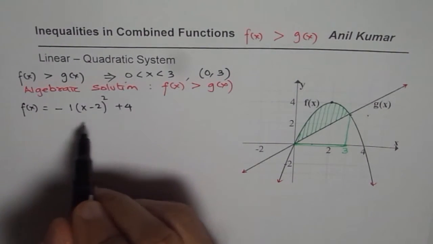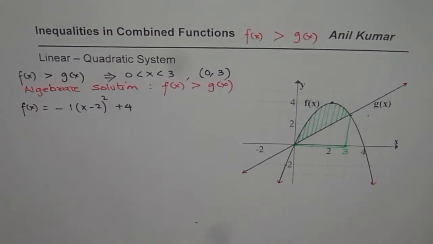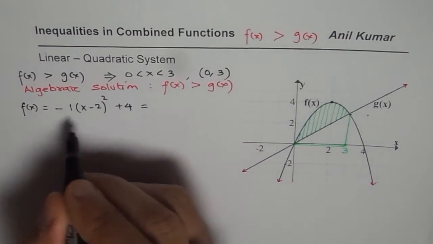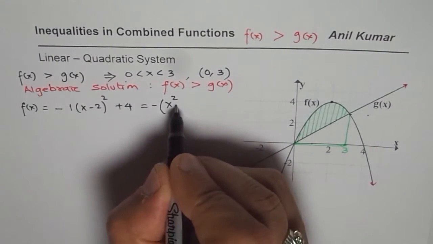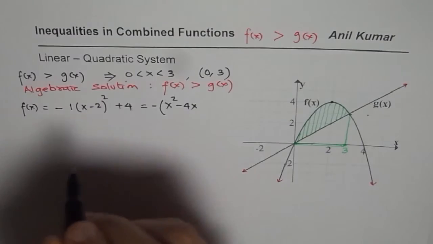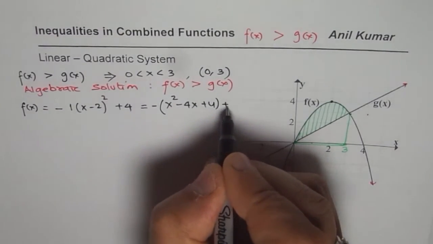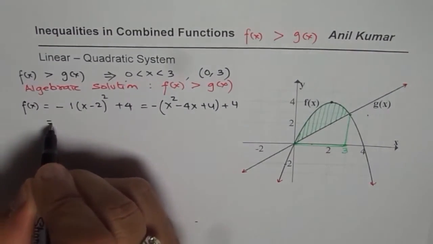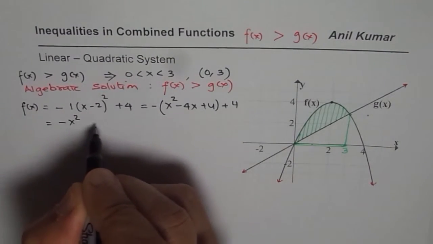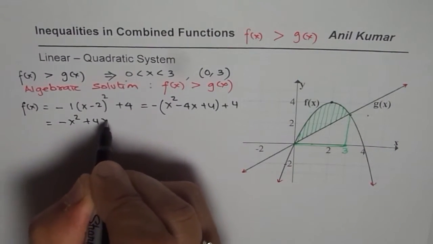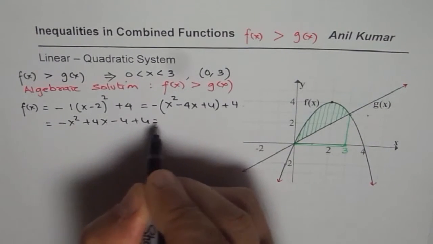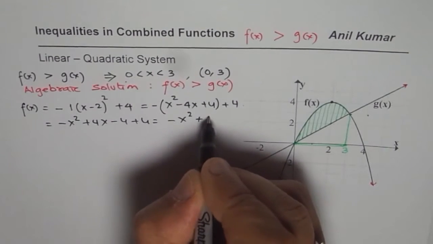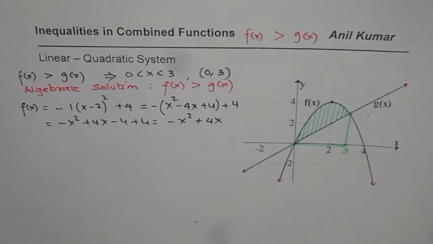I can always open this bracket and write it in the standard form. So we can write this as minus (x squared minus 4x, negative outside) plus 4. When I open the bracket, I get minus x squared plus 4x minus 4, and this is plus 4, which is the same as minus x squared plus 4x. So that is my function f of x in standard form.